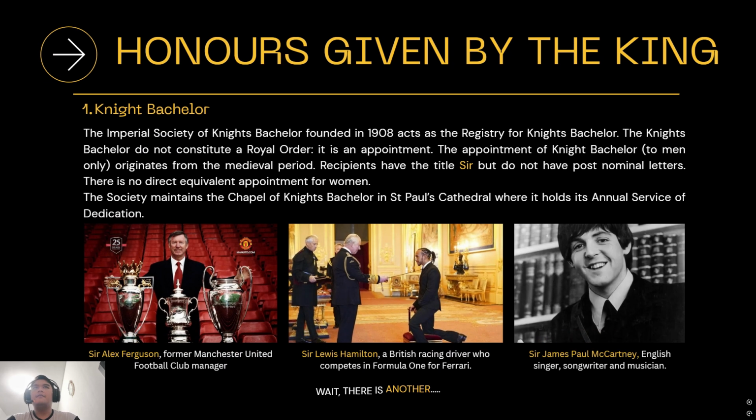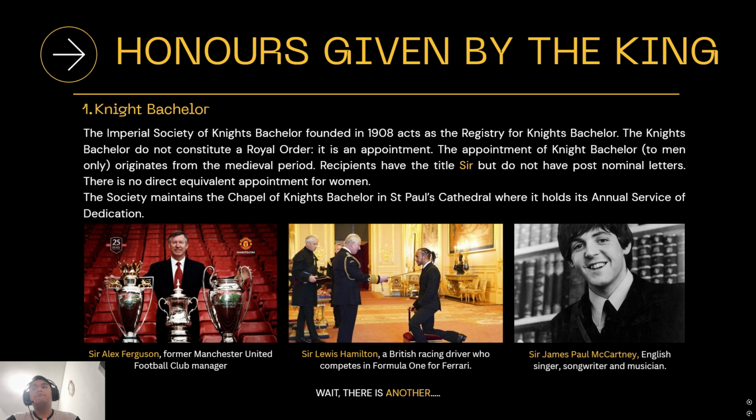There are also honors given by the king. Knight Bachelor. The Imperial Society of Knights Bachelor, founded in 1908, acts as the registry for Knights Bachelor. The Knights Bachelor do not constitute a royal order. It is an appointment. The appointment of Knight Bachelor to men only originates from the medieval period. Recipients have the title Sir but do not have post-nominal letters. There is no direct equivalent appointment for women. The society maintains the chapel of Knights Bachelor in St. Paul's Cathedral, where it holds its annual service of dedication.